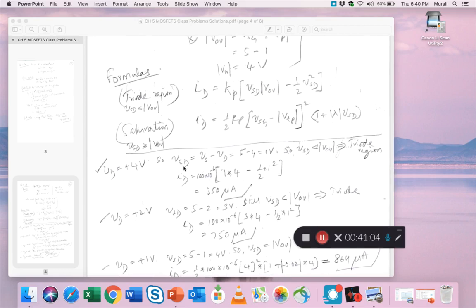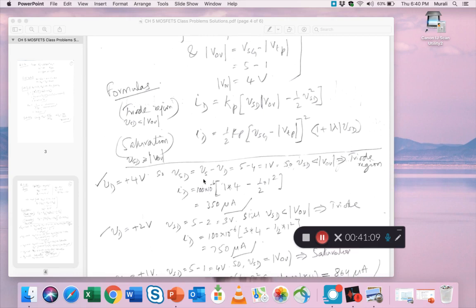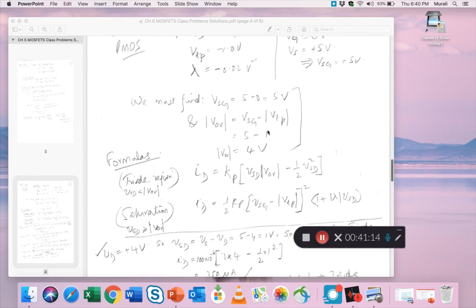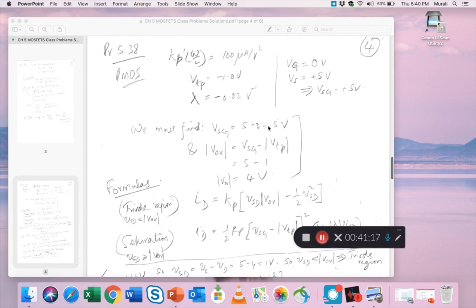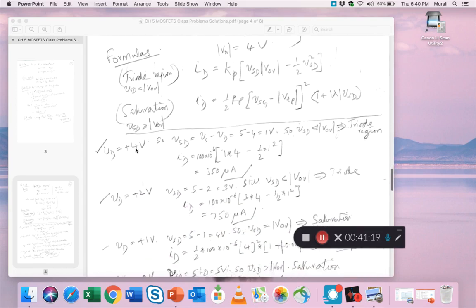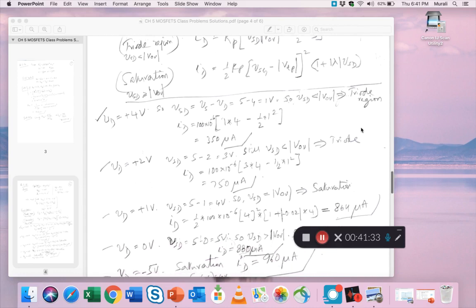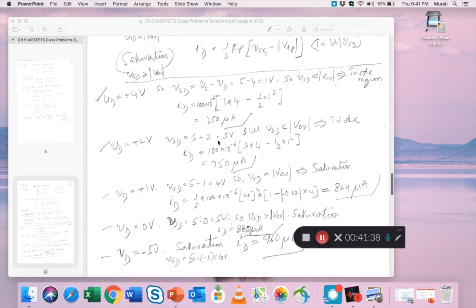The source to drain voltage will be the known source voltage Vs given, which is 5 fixed, minus the V drain, that varies, right? First it's 4, then it's 2. So each time you change this calculation and you come up with a different value, you compare this to the overvoltage and then you determine if it's the triode region or the saturation region. And at various values you calculate the drain current as shown by this formula or by this formula.